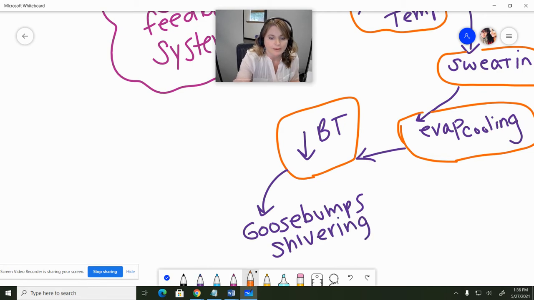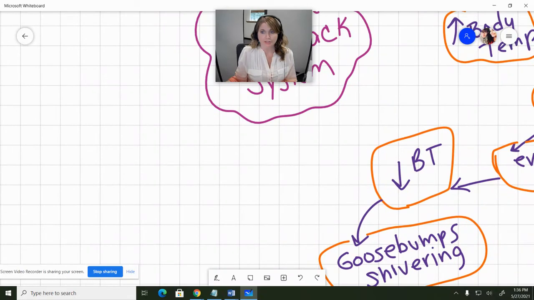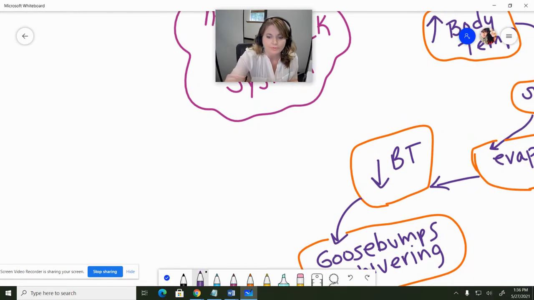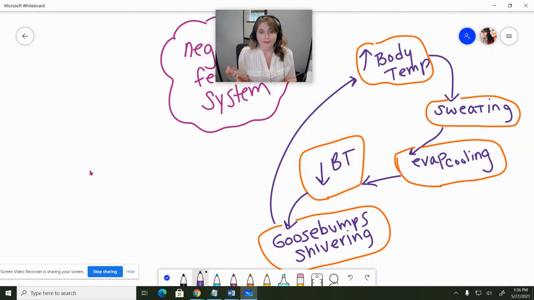So that's another mechanism. In this case, the stimulus is I'm too cold. So then the mechanism is goosebumps and shivering, and that is going to lead to an increase in body temperature. Okay, so you've got several different mechanisms depending on whether or not you're too hot or too cold, but the end result is to get you back into a state of homeostasis, an ideal body temperature for you.